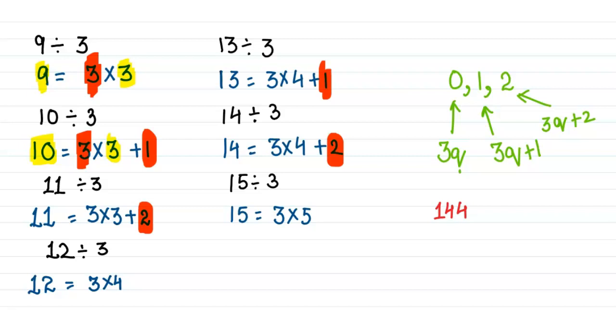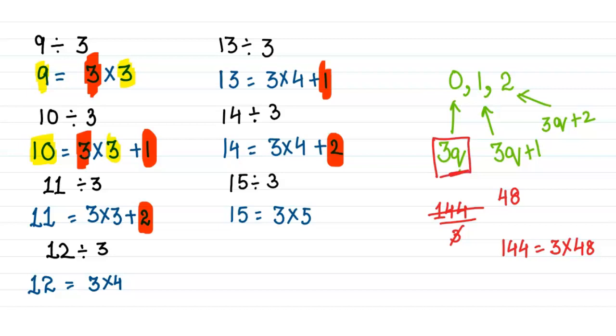But still, if you want to find out the other number, you can divide by 3, let's see what you get as the quotient. So you get 48. So that means 144 can be written as 3 times 48. So this is of the first category. It is of the form 3q.